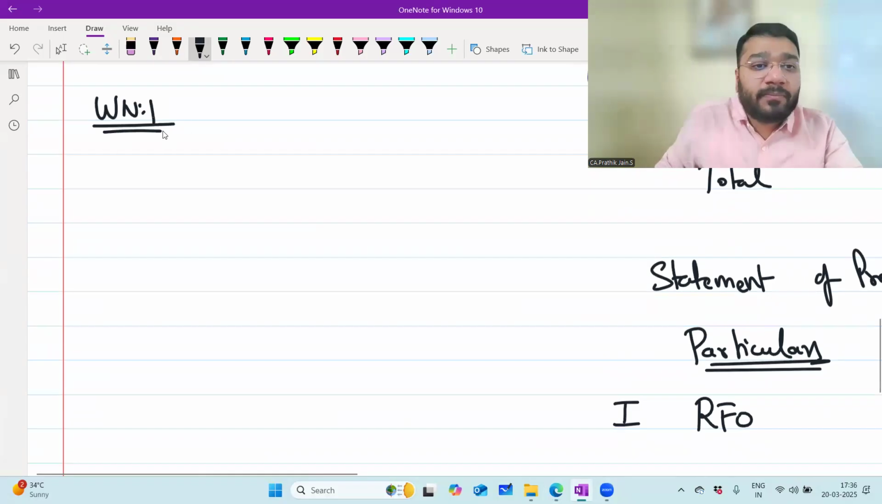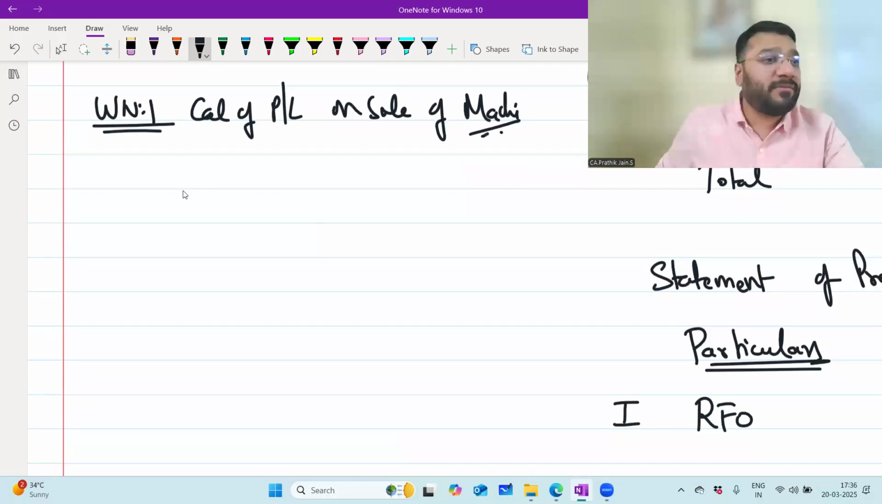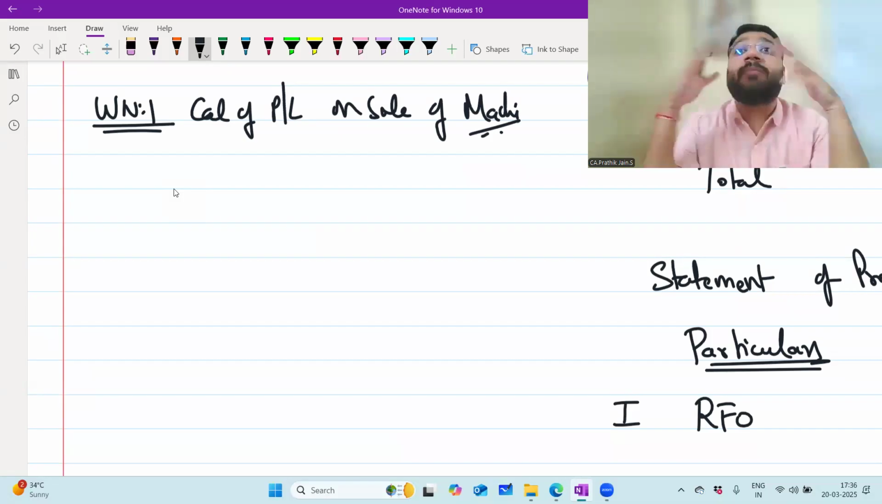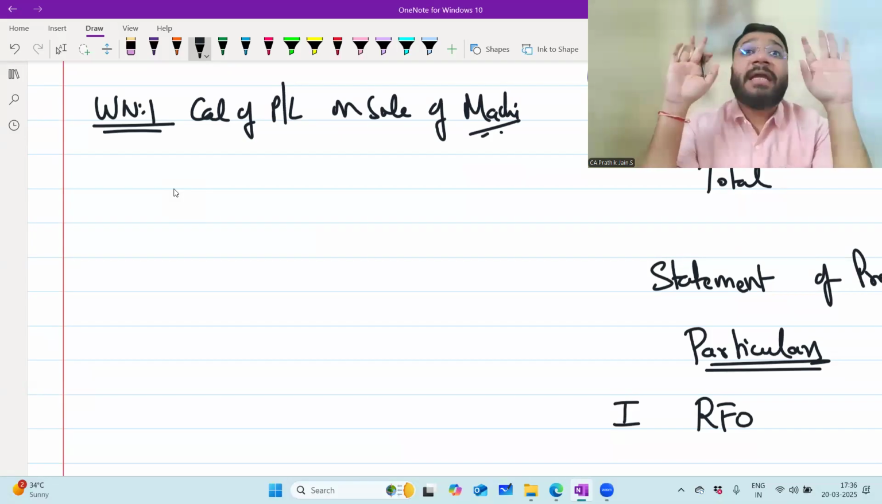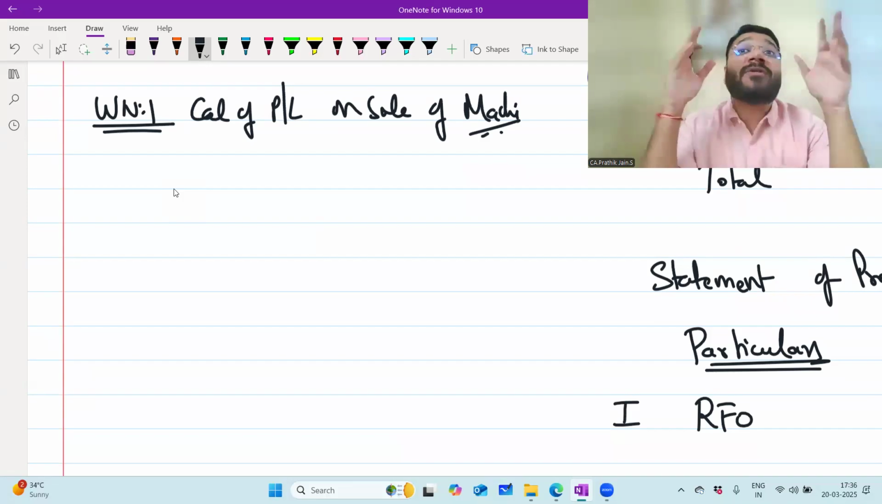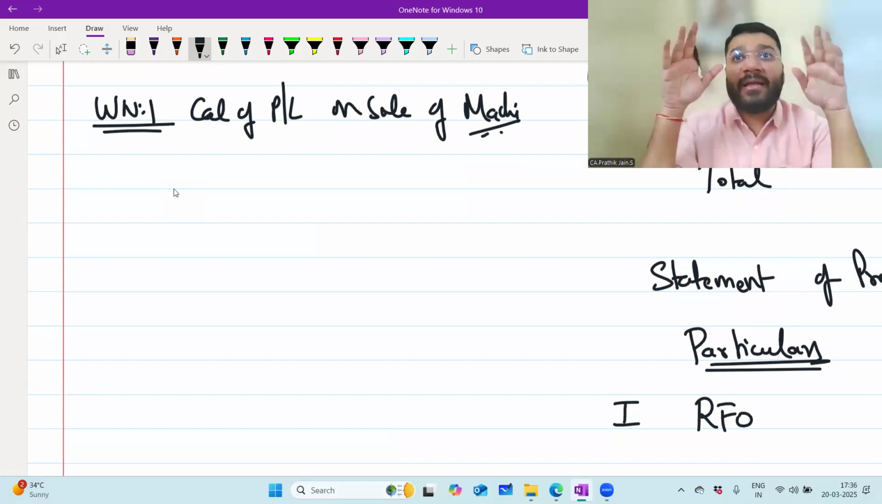Now, working note, I'll put it here. Working note number 1: calculation of profit or loss on sale of machinery. First balance sheet page, second page will be your P&L. Now you have to do working note, so you don't know how much space to leave for it. In exam, you can take a risk. The third page you can dedicate for working note, and from the fourth page onwards, you can start the notes to accounts. Generally, after P&L, you start notes to accounts.